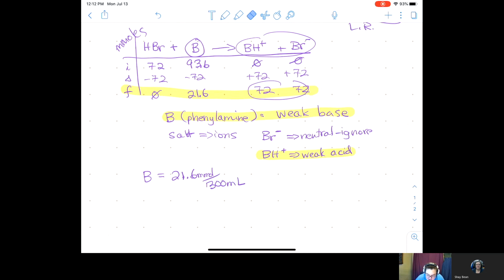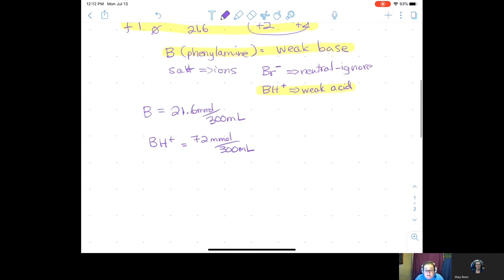And I'm left with the BH plus, that is the phenylammonium ion. That's the weak acid in this pair. I am left with 72 millimoles in 300 milliliters. So this is a buffer problem. I have a conjugate acid-base pair. This is a buffer problem.